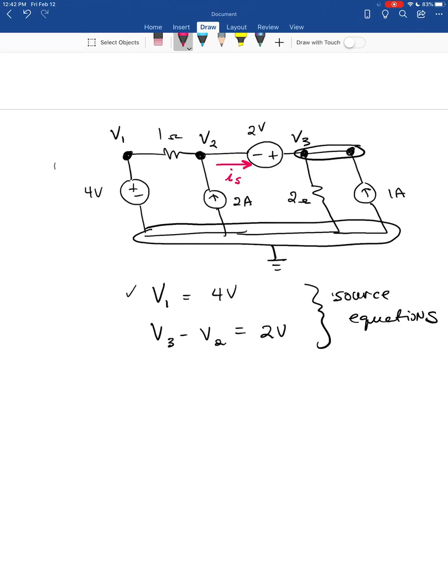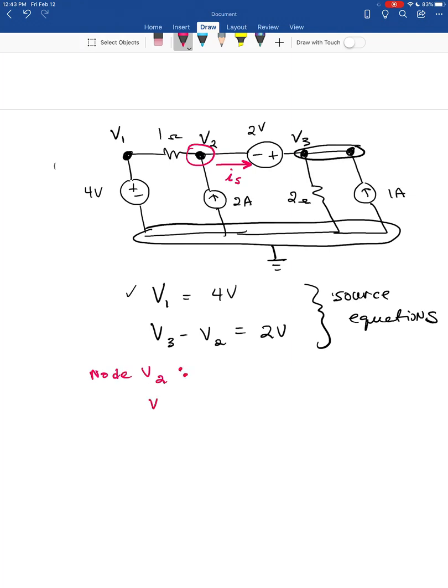But I have to give it a name, and I have to give it a direction. Once I do that, I have to live with it because it's going to be a variable that I solve for. So I chose it to be from left to right, and it represents the current through the voltage source. So the first thing I'm going to do is write the equation at node V2.